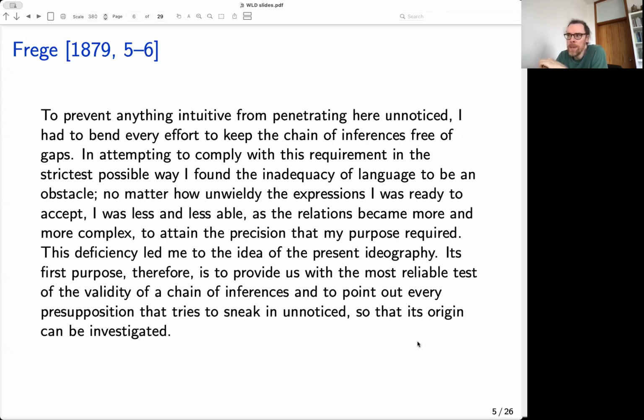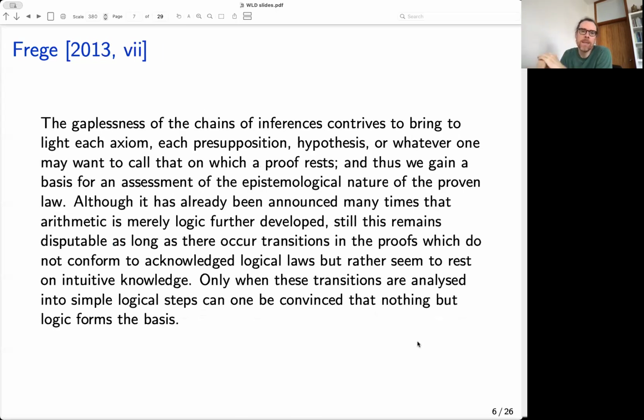Its first purpose, therefore, is to provide us with the most reliable tests of the validity of a chain of inferences, and to point out every presupposition that tries to sneak in unnoticed so that its origin can be investigated. Okay, and then in the Grundgesetze, he still has this basic idea. So this is a quote from the Grundgesetze.